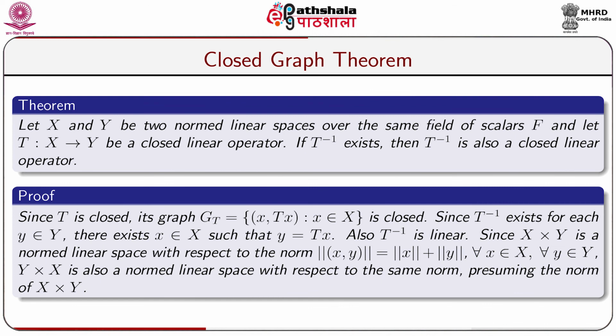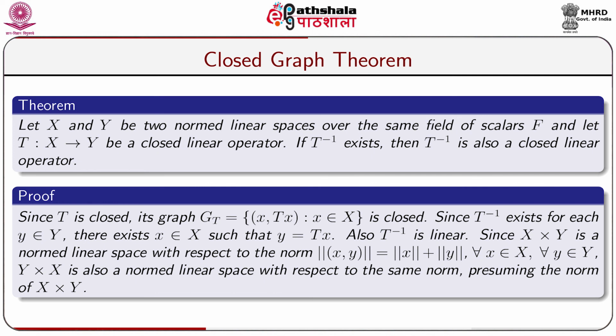Now we go to another theorem. Let capital X and capital Y be two normed linear spaces over the same field of scalars F, and let T be a mapping from X to Y, which is a closed linear mapping. If its inverse exists, that is if T inverse exists, then T inverse is also a closed linear operator. Now the proof runs as follows. Since T is closed, its graph G_T, that is the collection of all elements taken pairwise (x, Tx), where x is taken from X, is closed.